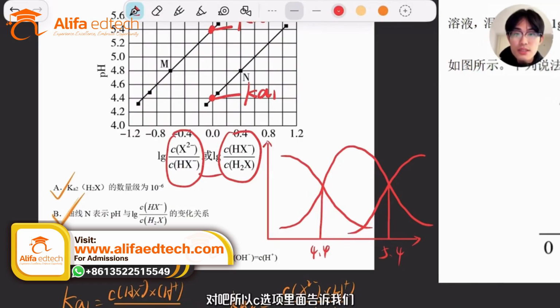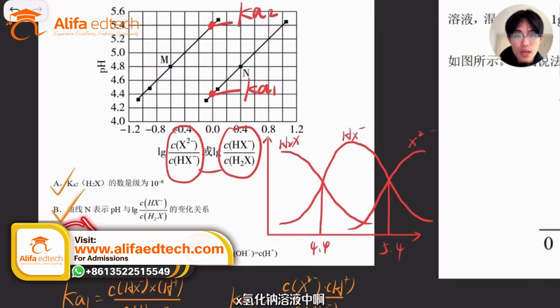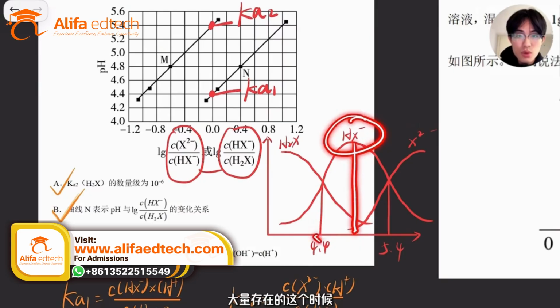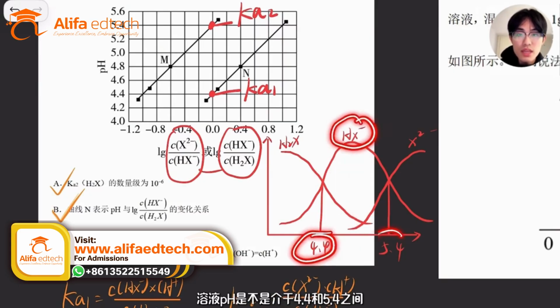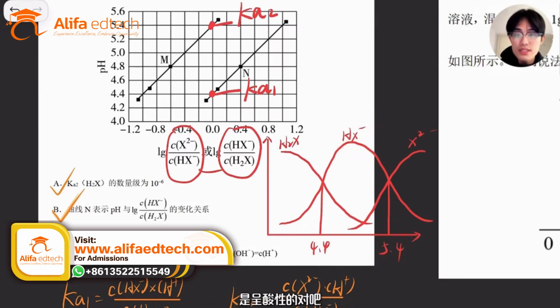So option C tells us that in the NaHX solution, the hydrogen ion concentration is greater than the hydroxide ion concentration. So we can directly find the point where HX- is abundant. At this point, the pH of the solution is between 4.4 and 5.4, making it acidic, right? Therefore, the hydrogen ion concentration is greater than the hydroxide ion concentration, which is correct.